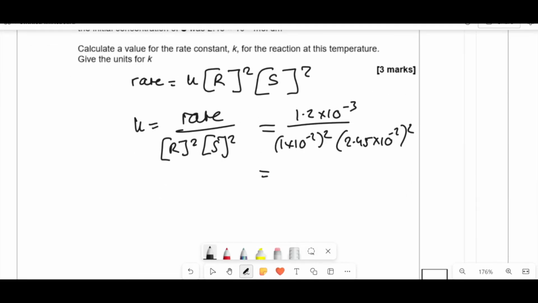If you do that, you get 19991, right? We want the same number of significant figures, so that's roughly just 2 with all them zeros, which is 2 times 10 to the 4. So then we need to work out the units.